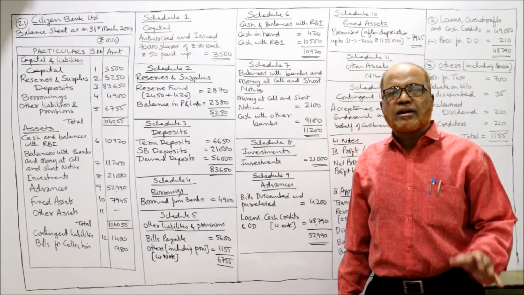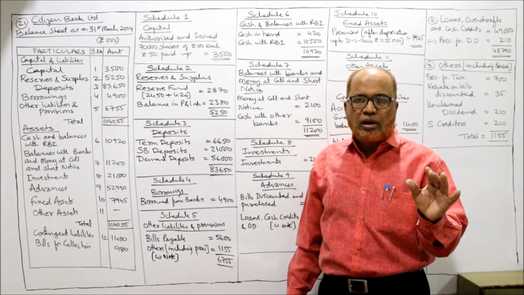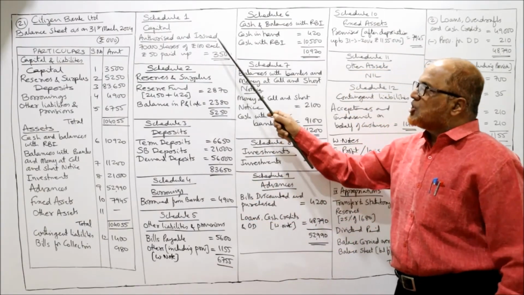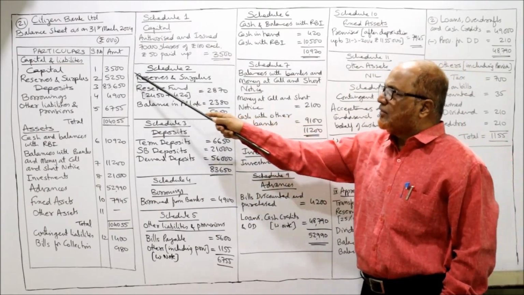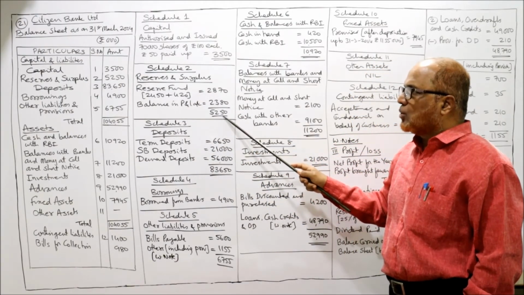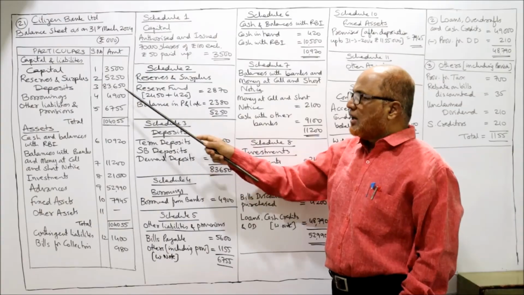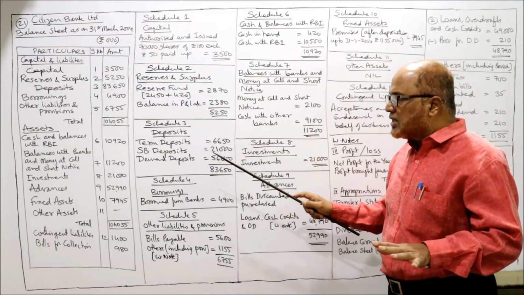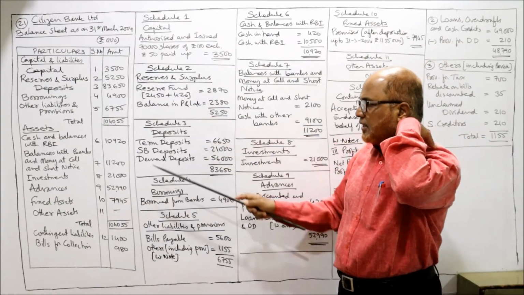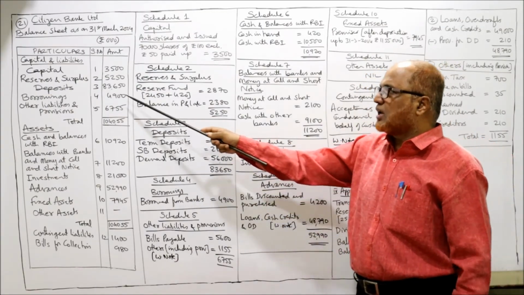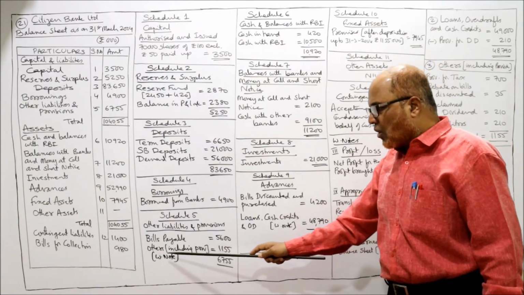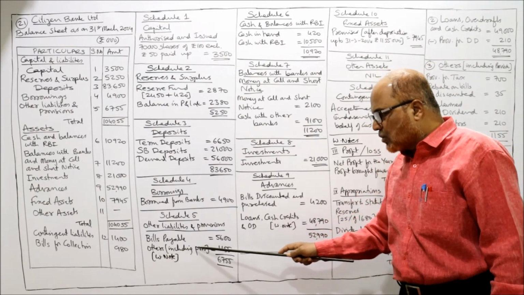Now simply we have to find out the total in each schedule and take those totals in the balance sheet. So first, schedule number 1, capital 3500. Second, reserves and surplus, we got the total 5250. Deposits, we have 3 deposits, no adjustment, so blindly we can take all the 3 deposits, 83,650. Then borrowings, no adjustment, 4,900. Other liabilities and provisions: bills payable we will show, whereas all other items will show under others including provisions.